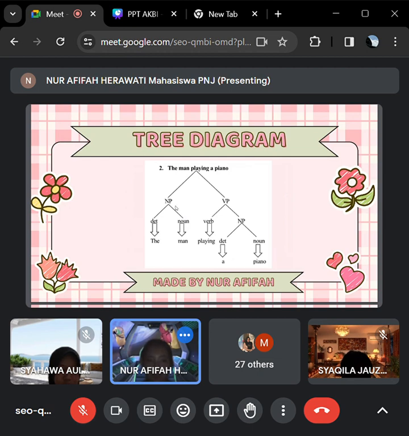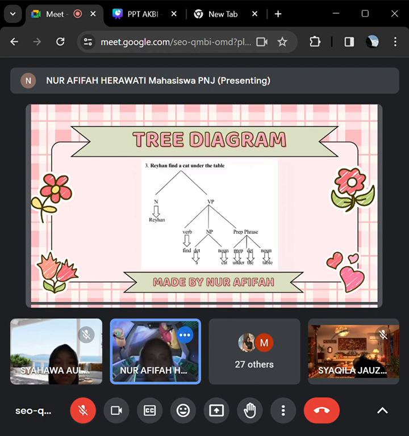Next, the man playing a piano is a sentence. The is determiner, man is noun, the man is noun phrase. Playing is verb, a is determiner, piano is noun. Before that, a piano is noun phrase. Playing a piano is verb phrase. The man playing a piano is a sentence.